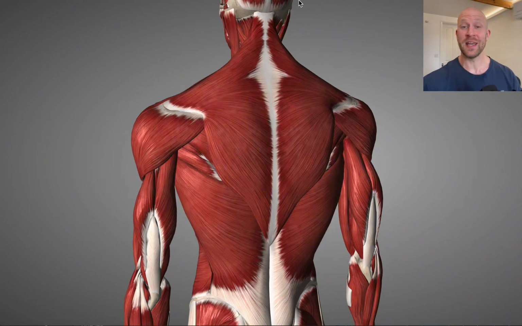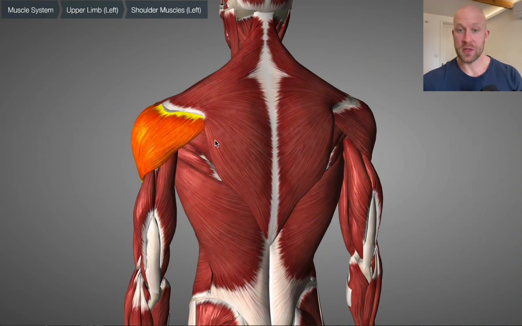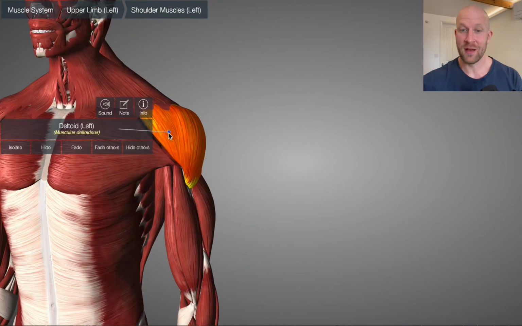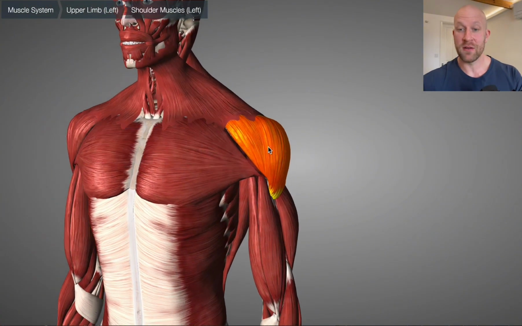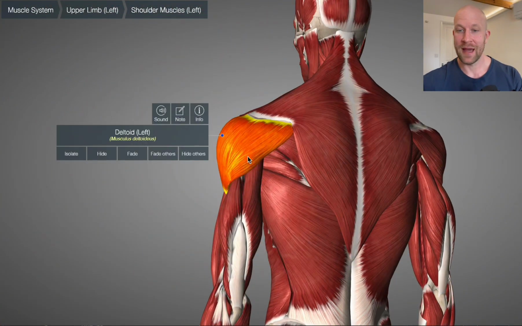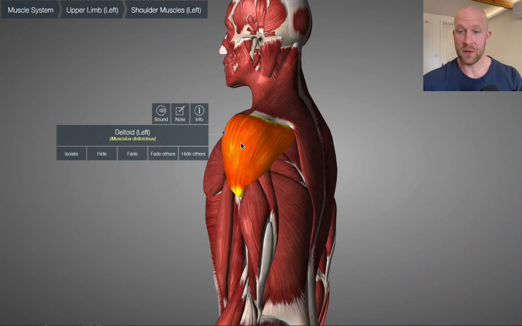Starting superficially and superiorly, we're going to begin with the deltoid muscle. At the deltoid, we have anterior fibers, posterior fibers, and lateral fibers. Not to be confused with, and often mistaken as, medial fibers. I think people get confused and think this is the middle part of the deltoid. They're not medial, they're lateral. Lateral fibers of the deltoid.